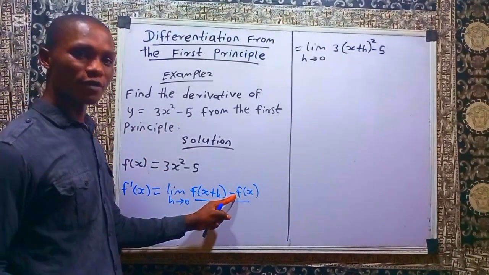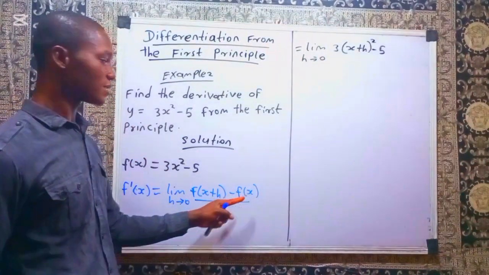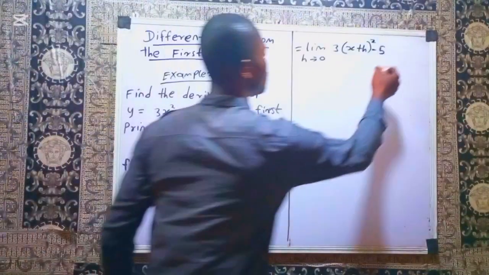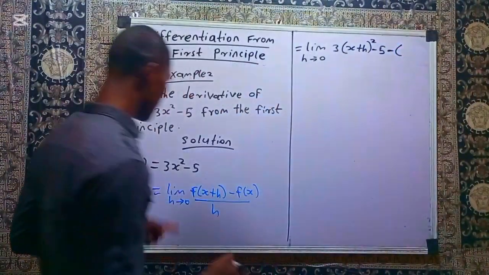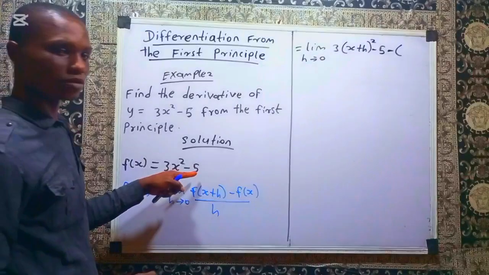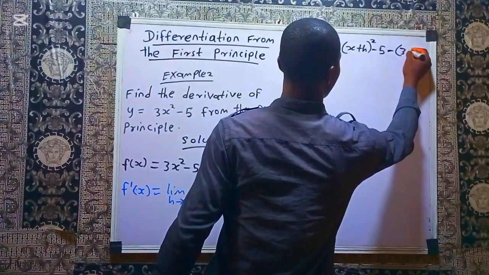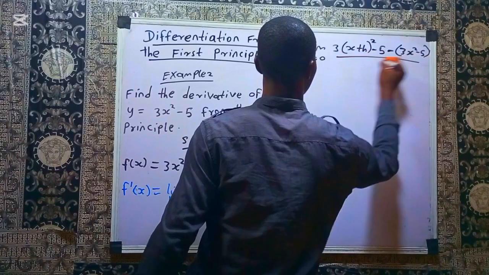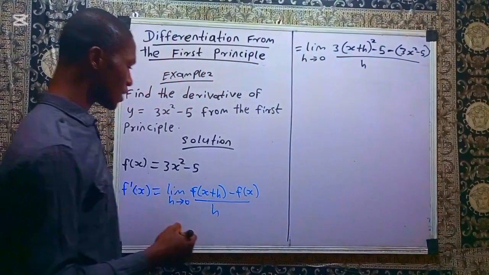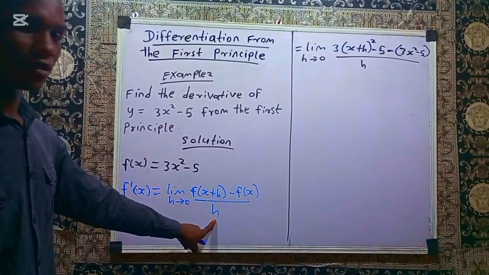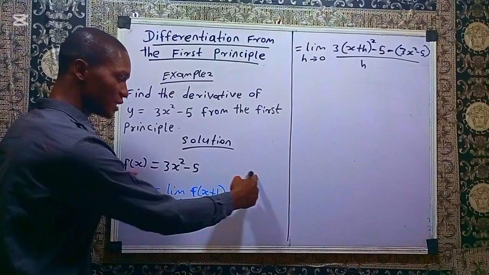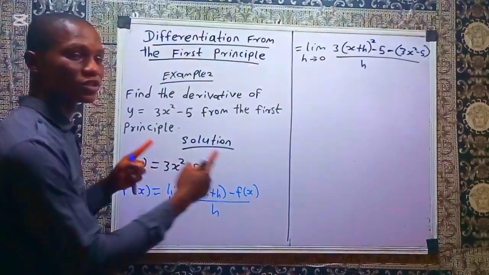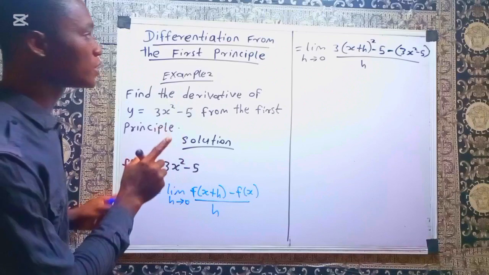Then next you have in the formula minus f of x. f of x is the original function given to you. So you put minus, I can put a bracket and write out my function, 3x squared minus 5. That's then all divided by h, according to the formula we have here. So your own is to write this formula for the derivative from the first principle and follow the formula as I followed it in doing this one.